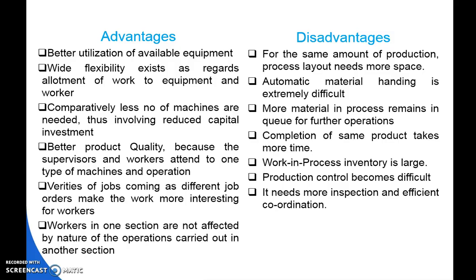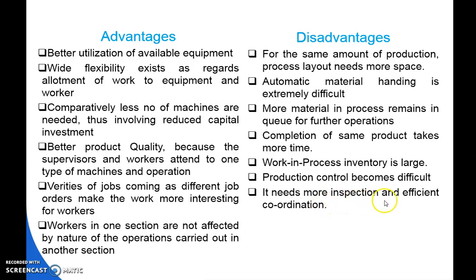The completion of the same product takes more time because from one department to another the distance to be traveled is very large. Due to the large distance, the product delivery takes more time for the final assurance at the stock room. The work in process inventory is large because the path is not clear. Hence, the work in process inventory is large.